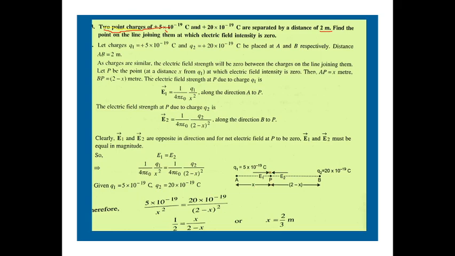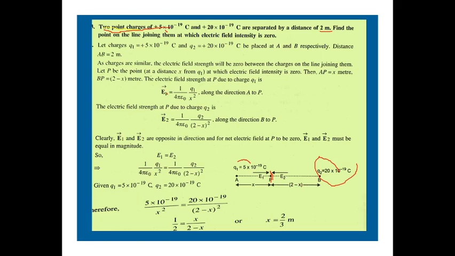So consider a point P, which is at distance x from the point charge A, 5 into 10 raised to minus 19 coulomb, and the remaining distance is 2 minus x because they are separated by 2 meter. This charge is smaller compared to the other charge, which is stronger, so its electric field will be stronger and the other weaker. So the electric field will be 0 nearer to the smaller charge, so it is taken as x, and the remaining distance is 2 minus x.